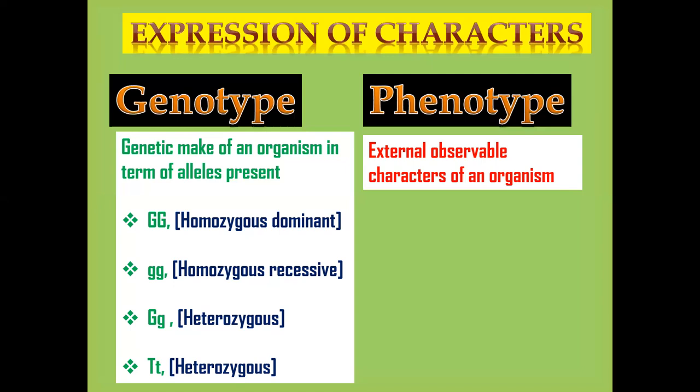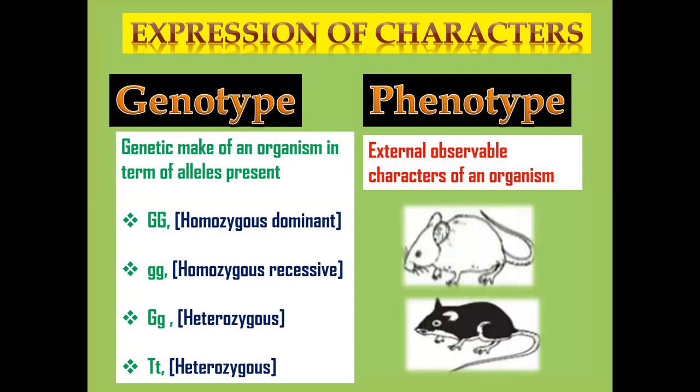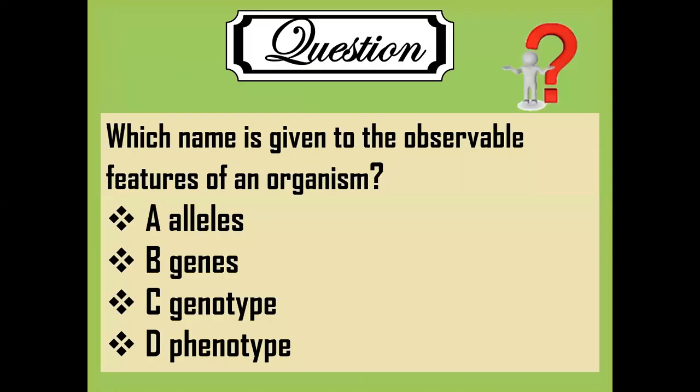For example, the white color of the mouse or the black color of the mouse is the external observable character. So these are phenotype. In phenotype, the homozygous recessive we can easily identify, it would be lowercase g. But the heterozygous or dominant trait is ambiguous. It may be homozygous or it may be heterozygous.